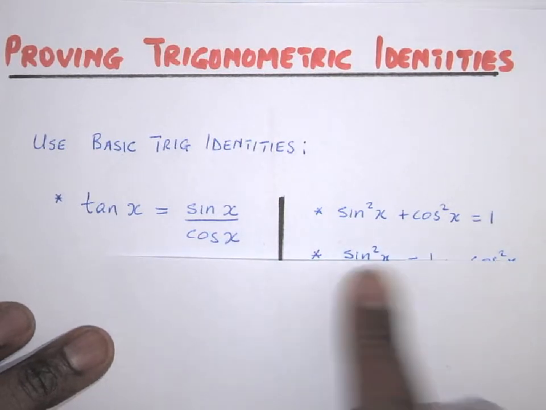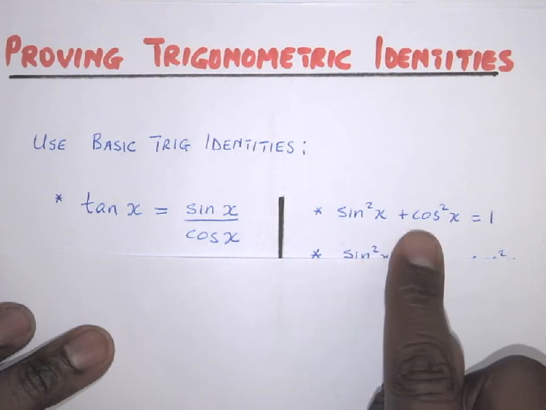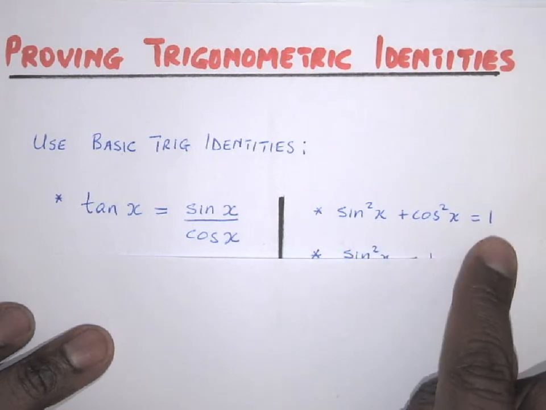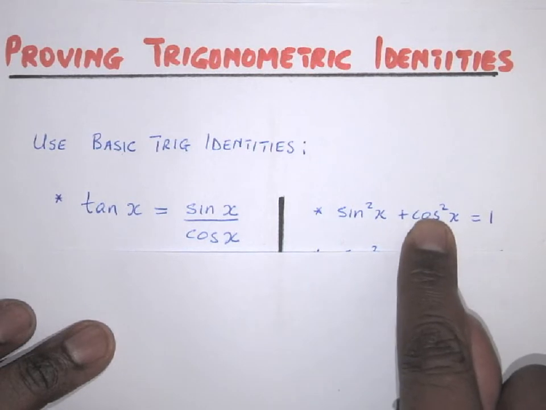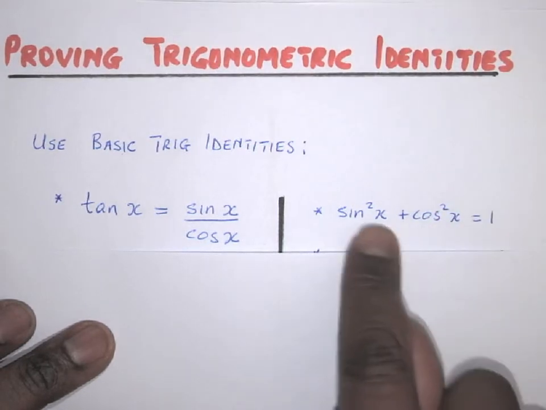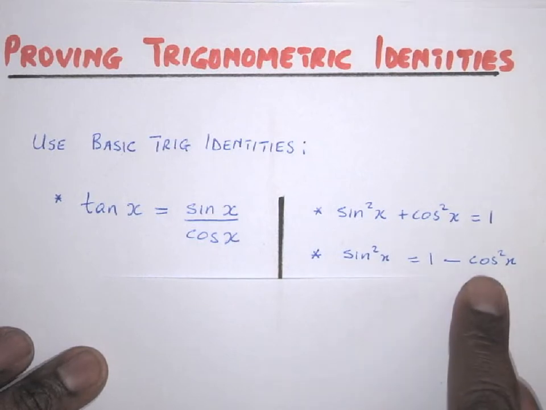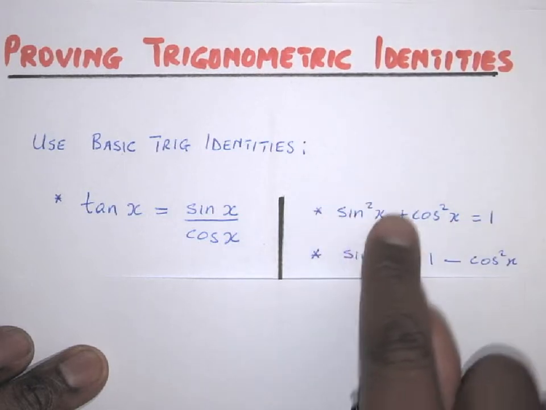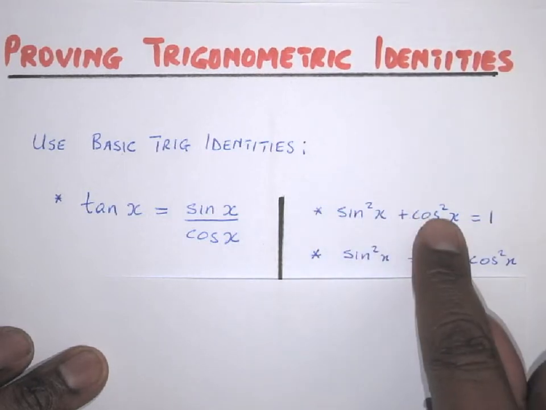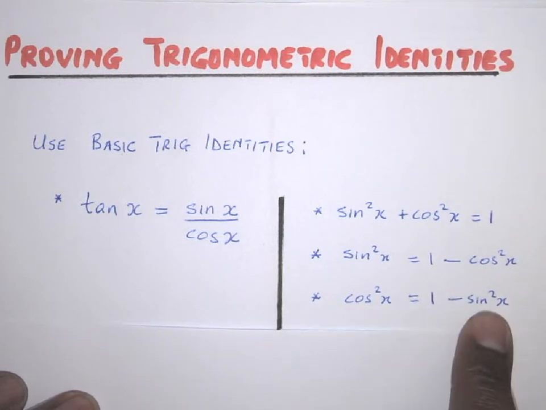Another one, which is the square identity, is sin squared x plus cos squared x equals 1. From this, if I like, I can take the cos squared x and put it to the other side. Then I'll be left with sin squared x, and sin squared x would be 1 minus cos squared x. Or, if I didn't take cos squared x to the other side, I would have taken sin squared x and be left with cos squared x. And therefore, cos squared x would be 1 minus sin squared x.